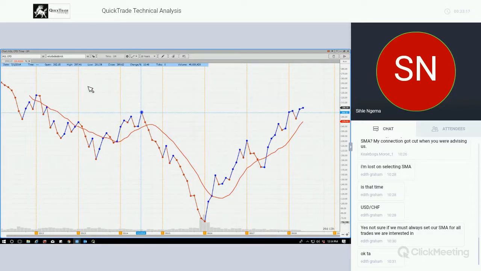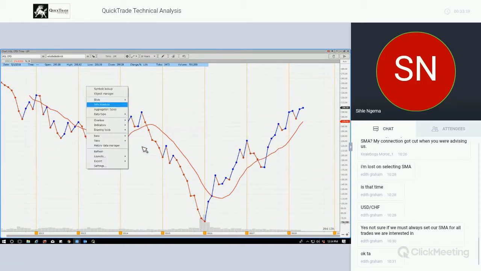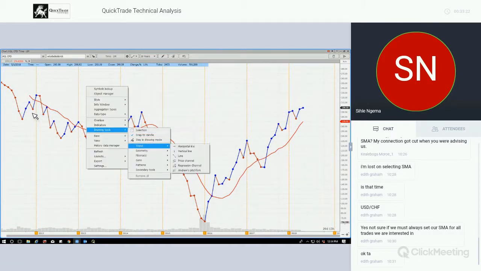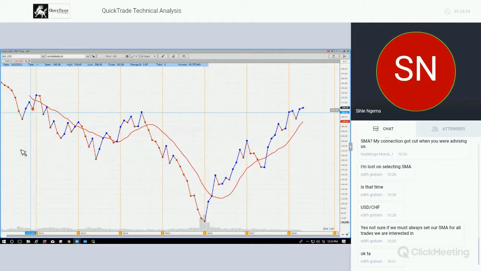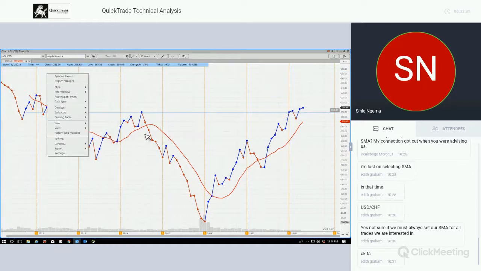The price is trading above it. Let's try and put a horizontal line across there. I'll still explain this. If you don't get it, don't be too hard on yourself. It's going to take a while before you get it, so you mustn't really worry about it.